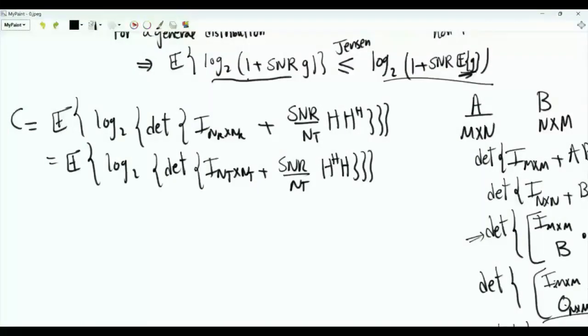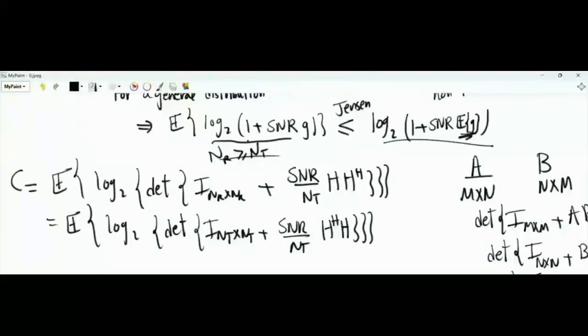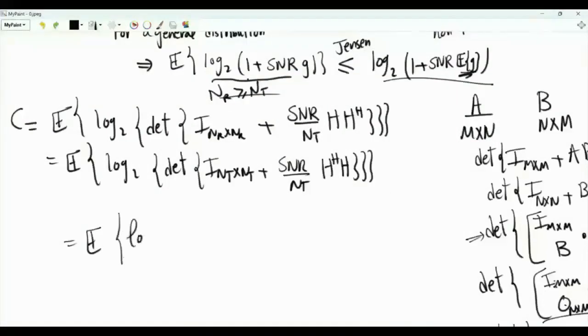In our case, we are able to write down the capacity using the identity of size nt by nt. Here we have nr greater than or equal to nt. The determinant of the matrix is the product of its eigenvalues. So this is the expectation of the logarithm to the base 2 of a product. And this product is k from 1 to nt. And then we have the eigenvalues of this matrix.